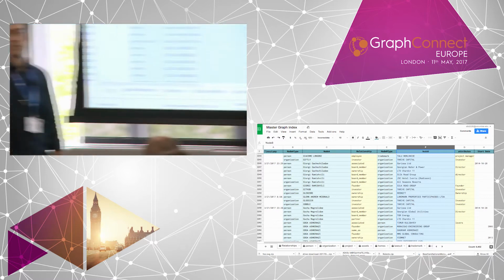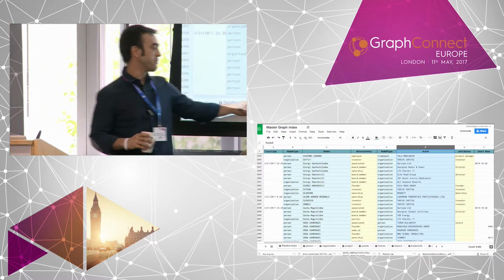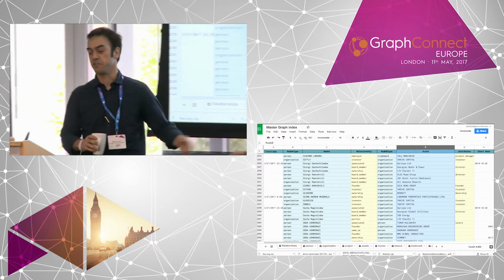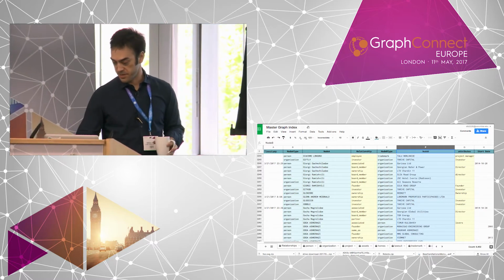So in terms of Neo terminology, these are the relationships and everything else are the nodes. Each one has its own characteristics, which is why they're in separate tabs.